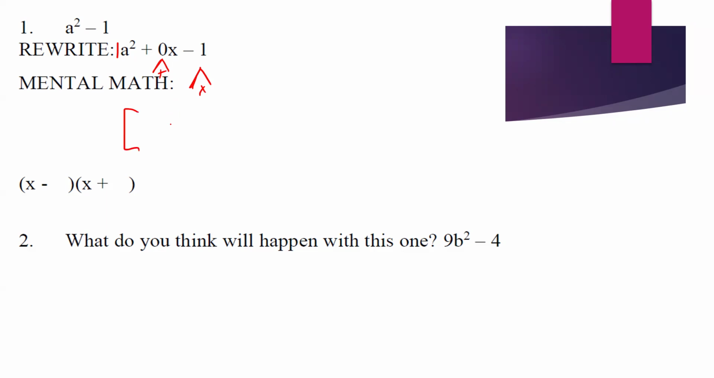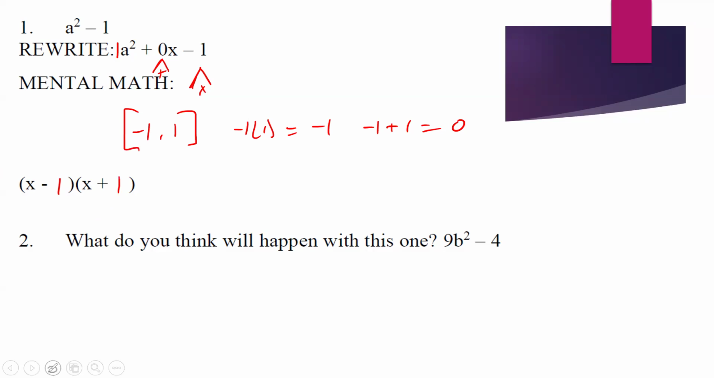It would be a -1 and a +1. That's because -1 times 1 equals -1, and -1 plus 1 equals 0. That's where that mental math process comes in. So your factors would be x minus 1 and x plus 1. That's the only way that the middle term is going to cancel out.